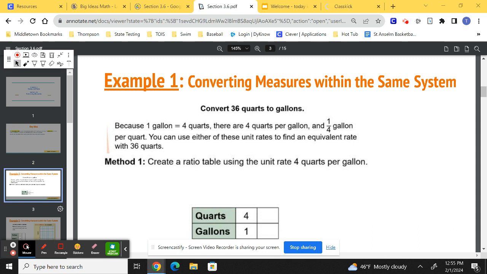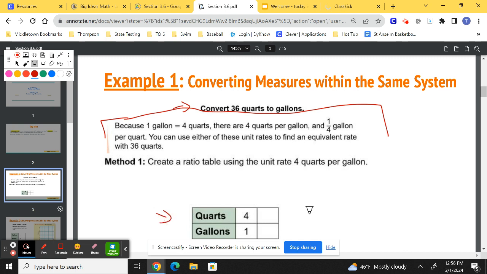All right, so we're on 3.6. We are converting measures within the same system. Okay, example 1. So this is all you're going to be getting. Converting 36 quarts to gallons. This piece right here, these are just notes. And then this is all going to be your work. You're only going to be getting this piece on a normal question. Does everyone understand that? Yes or no?